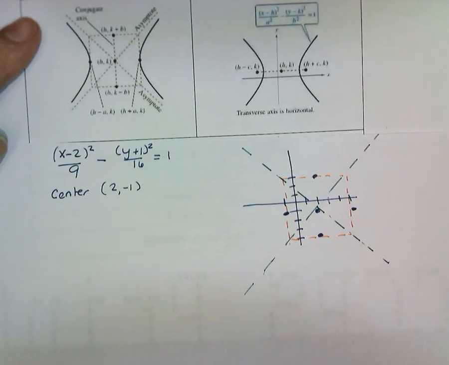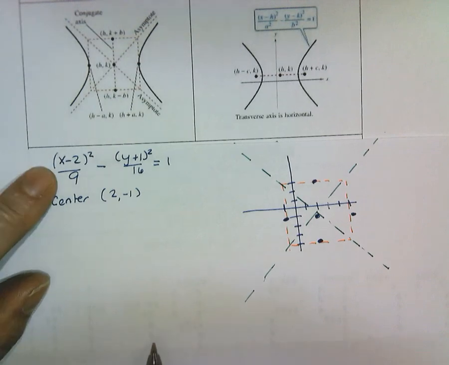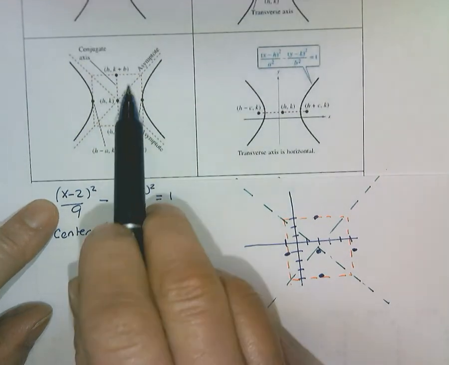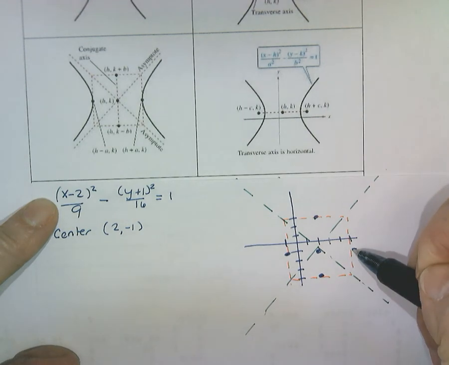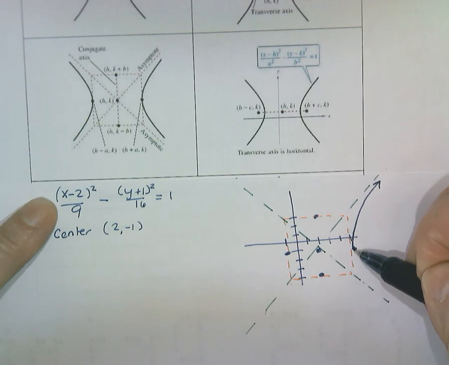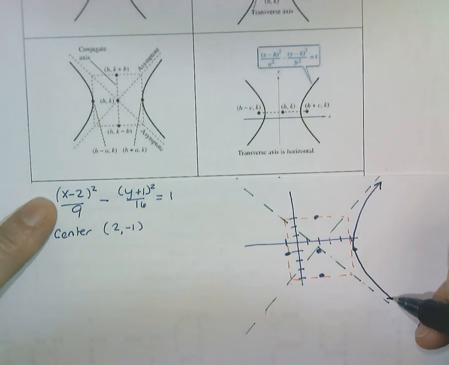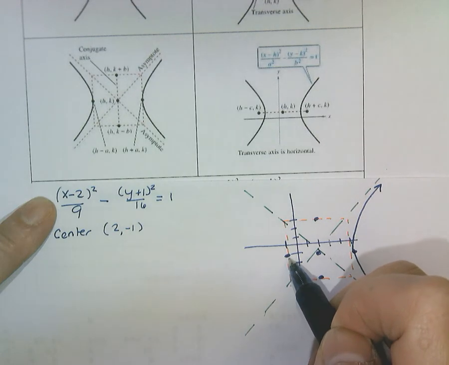Now from here, I have to think. If the x is first, this hyperbola is going open to this side. So I start at this vertex, and I go to the side. And I do not cross the asymptotes, I kind of just approach them. And I go in this same direction as well.